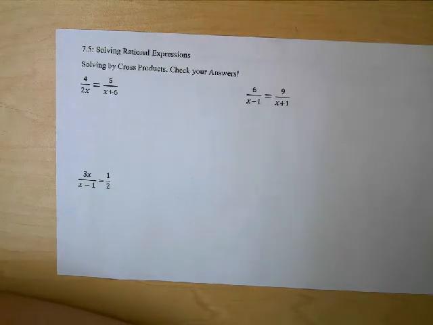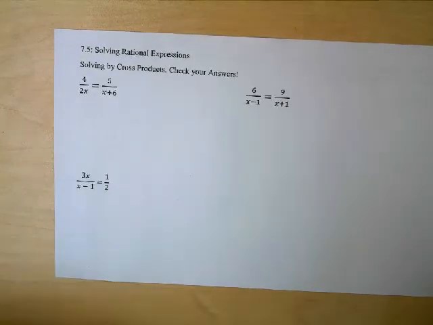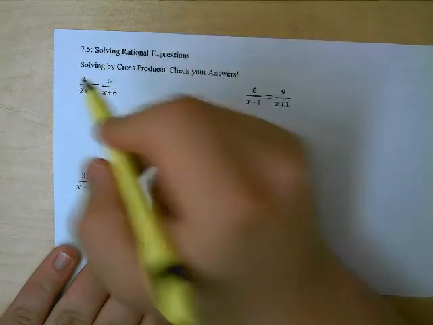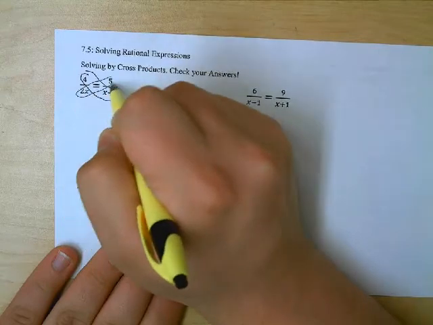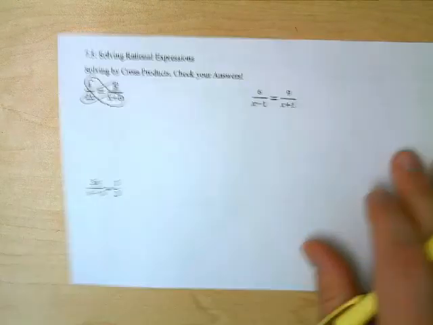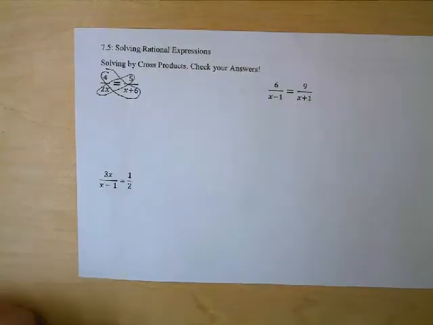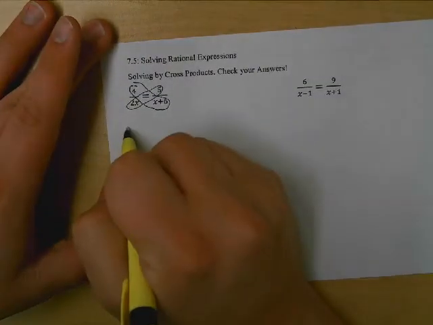So the first thing we can do is, there's a couple different methods. The first one we can do is solve by cross product. I really like this method. I think it's slick. So do you guys remember how to find the cross product? You just cross multiply. You multiply the 4 times the x plus 6, and then the 5 times the x plus 2. The butterfly method. It's sometimes referred to as cross product. Same thing.